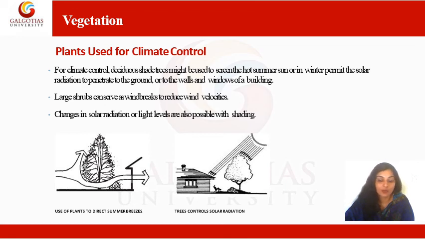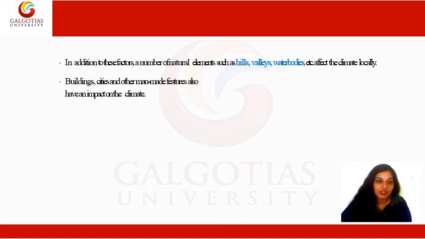It reduces pollution, it reduces noise pollution, it purifies the air, it gives a fresh feel to us. So trees are basically the lungs of the city. Without vegetation, we can't survive. Besides these factors, a number of natural elements such as hills, valleys, water bodies, etc. affect the climate locally. Buildings, cities, and other man-made features also have an important effect on the climatic condition.